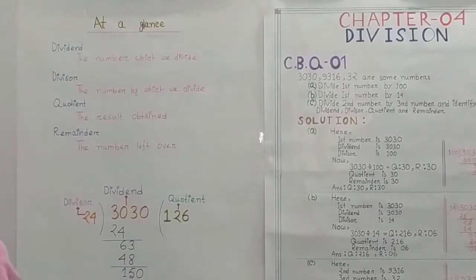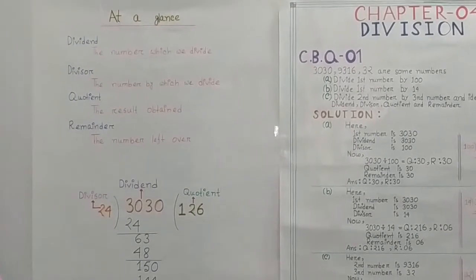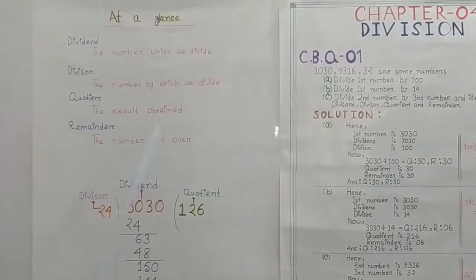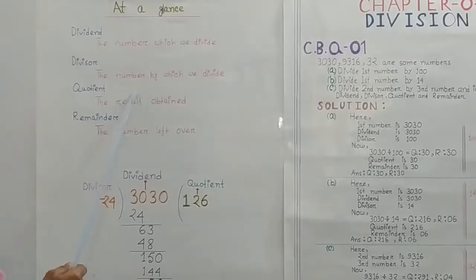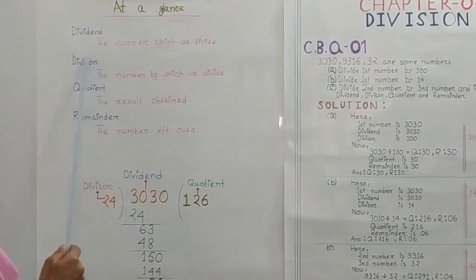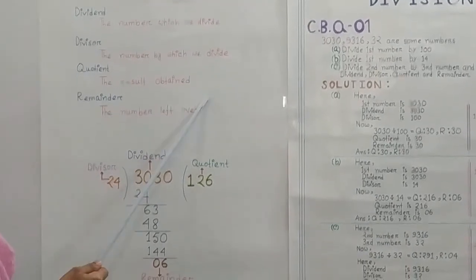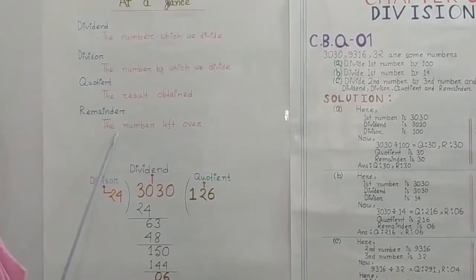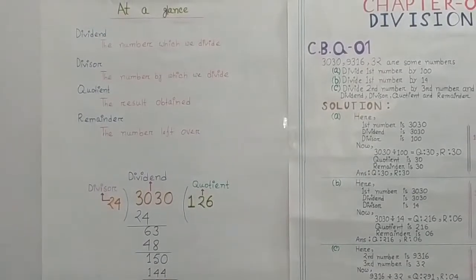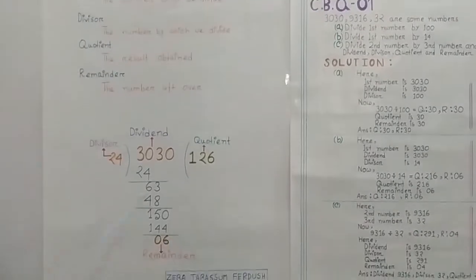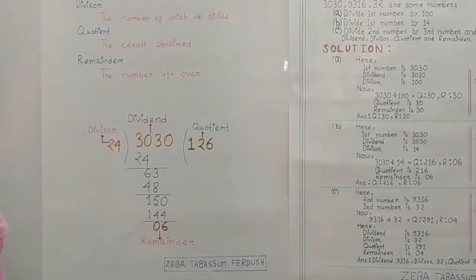Now the question is, what is dividend, what is divisor, what is quotient and remainder? Dividend: the number which we divide is called dividend, and the number by which we divide is called divisor. Quotient is the result we obtain, and the remainder is the number left over. Here an example is given. From this example we can easily understand these 4 things.